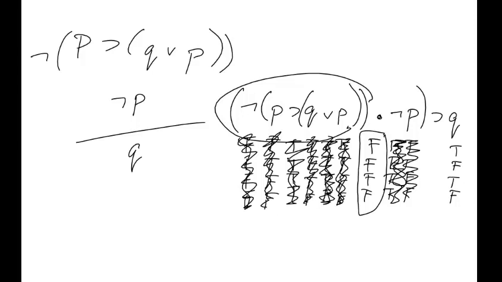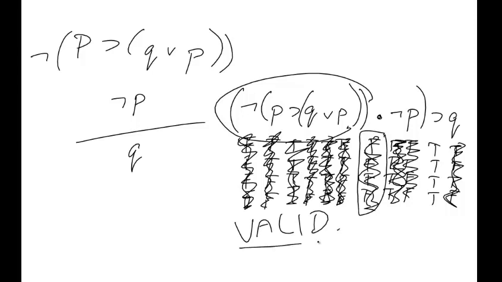Okay, so we've got false, false, false, false, horseshoe, Q. And we know that the only time a horseshoe gives us a false is if the antecedent is true and the consequent is false. That's not the case here because the antecedent's always false. So what do we got? We've got true, true, true, true. Voila. Valid. Okay, thanks guys.